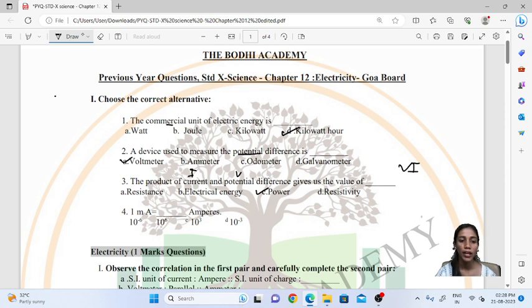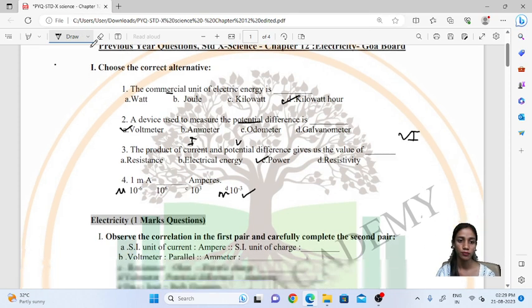Now, the next question is 1 milliampere is equal to dash amperes. For microampere it is 10 raised to minus 6, and for milliampere it is 10 raised to minus 3. So the answer over here is 10 raised to minus 3. These are the most frequently asked questions in the choose the correct alternative.